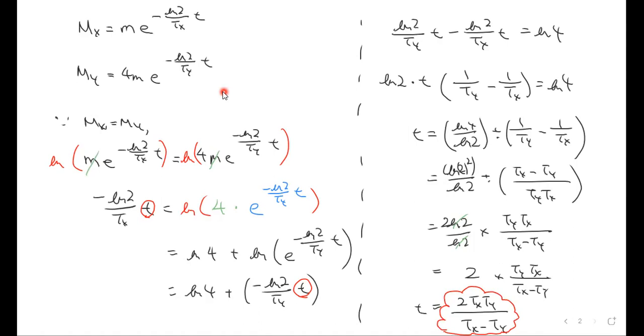This is our solution to t with the condition that the mass of X is equal to the mass of Y. And that's exactly what they're looking for. The time when the two masses are equal is 2 times TxTy all over Tx minus Ty. And that's how you do the question.